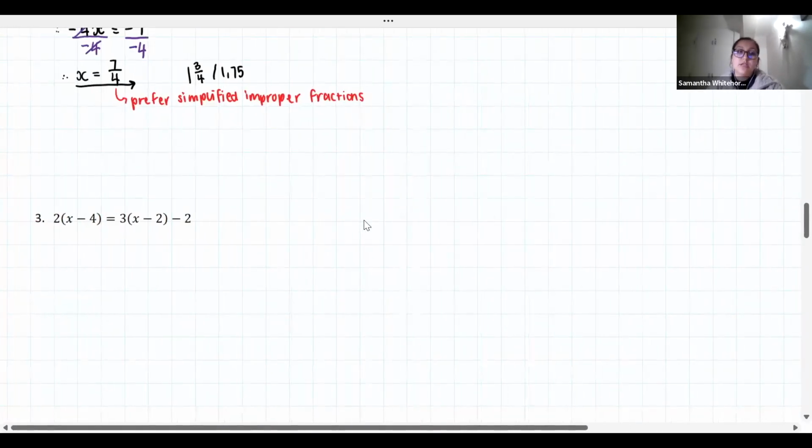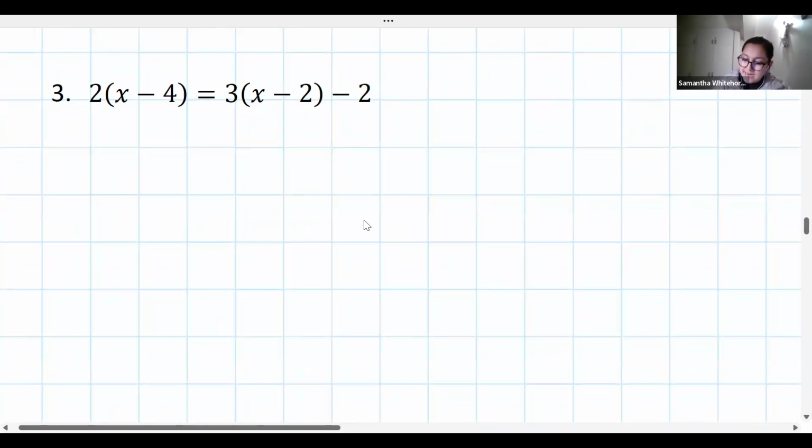Please remember, grade 8, you want to get a positive x in your solution. We are solving for positive 1x essentially. So always make sure that x has a positive 1 coefficient in your final answer.